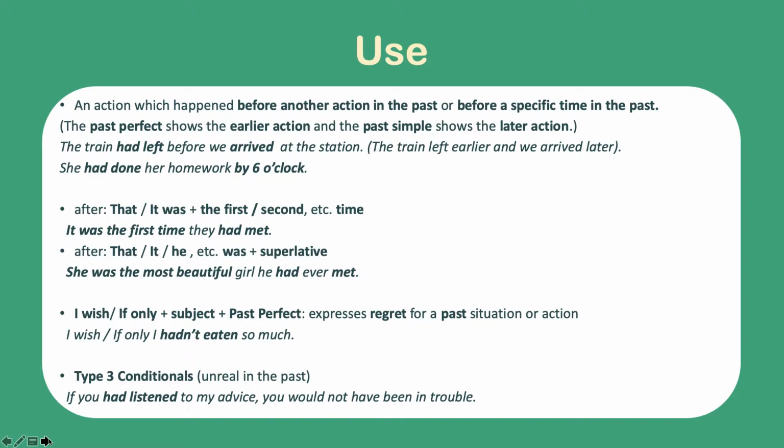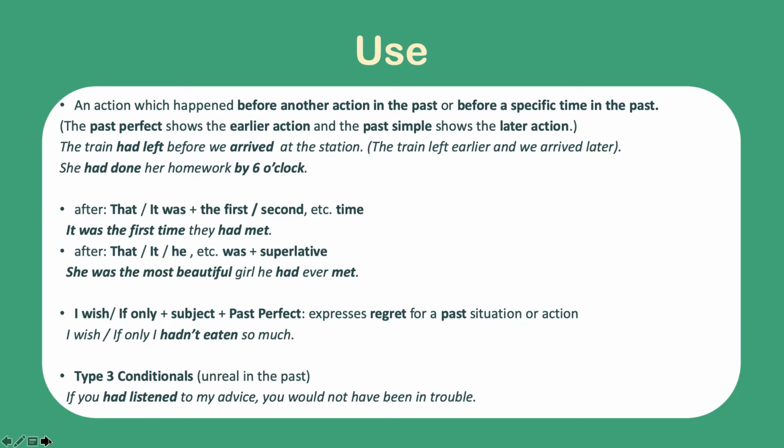Now when do we use the past perfect simple? We use the past perfect simple to talk about an action which happened before another action in the past or before a specific time in the past. The past perfect shows the earlier action, the first action, and the past simple shows the later action, the second action. For example, the train had left before we arrived at the station.